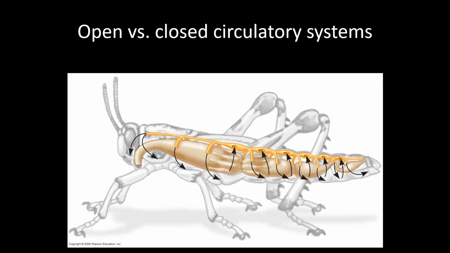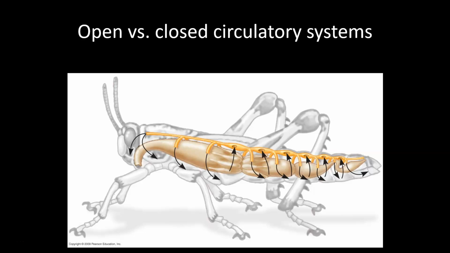It's not a very efficient system, but it's good for some organisms, like this grasshopper happens to have an open circulatory system. Closed circulatory system is what we have. The blood stays in the blood vessels, barring some type of injury. It's a more efficient system. It tends to be better at transporting materials because we're able to keep pressure higher, and so it allows for more activity and just better organ function as a whole.